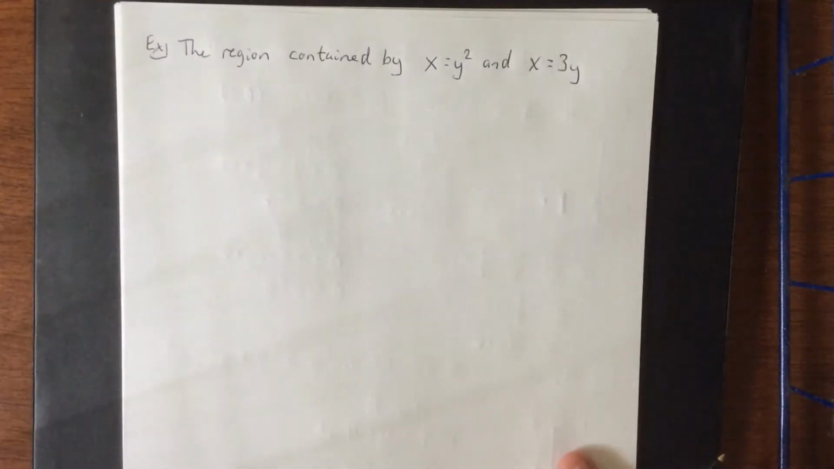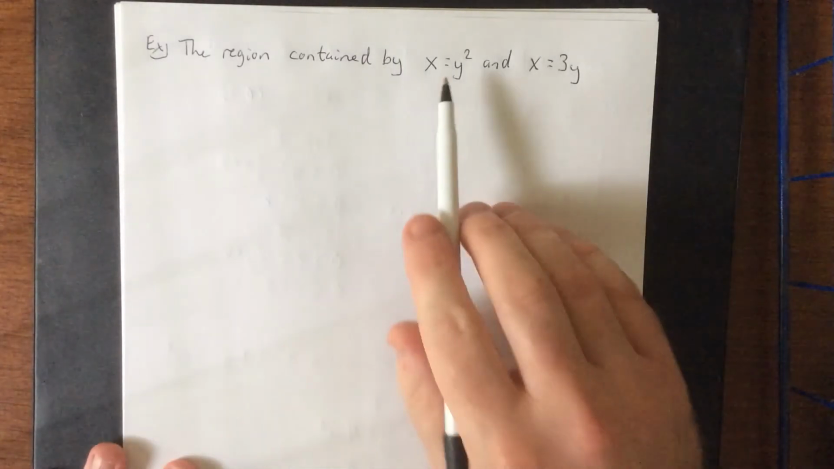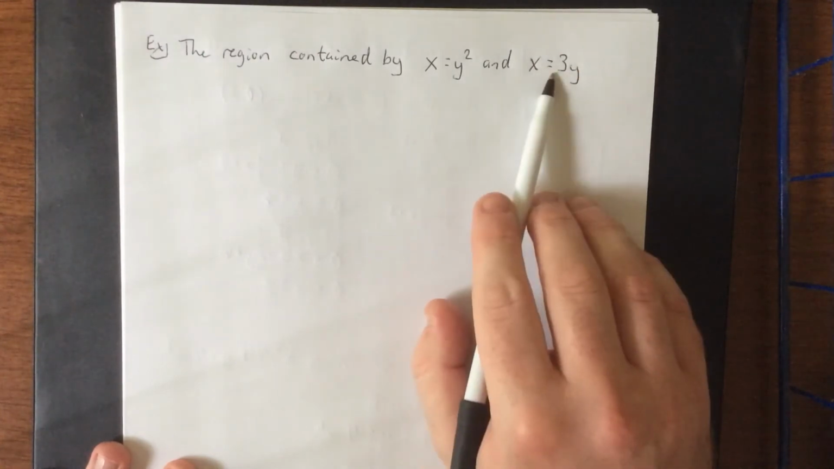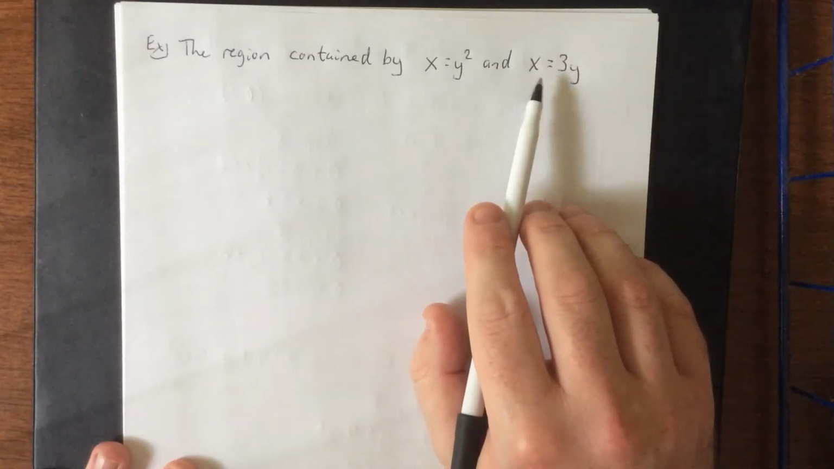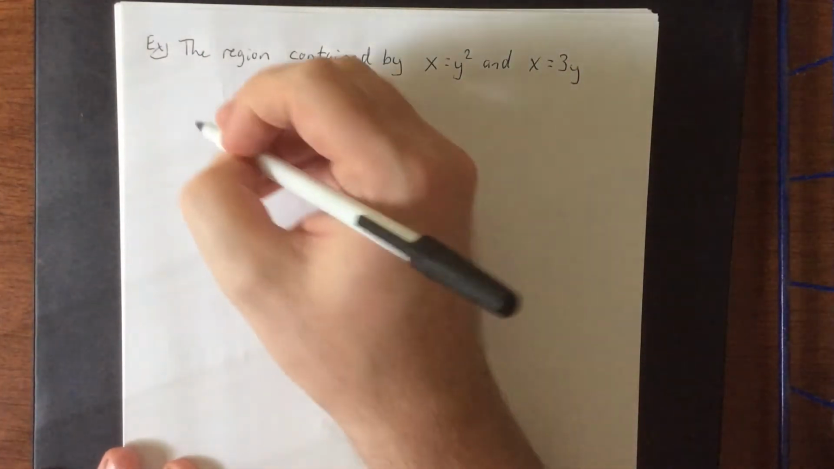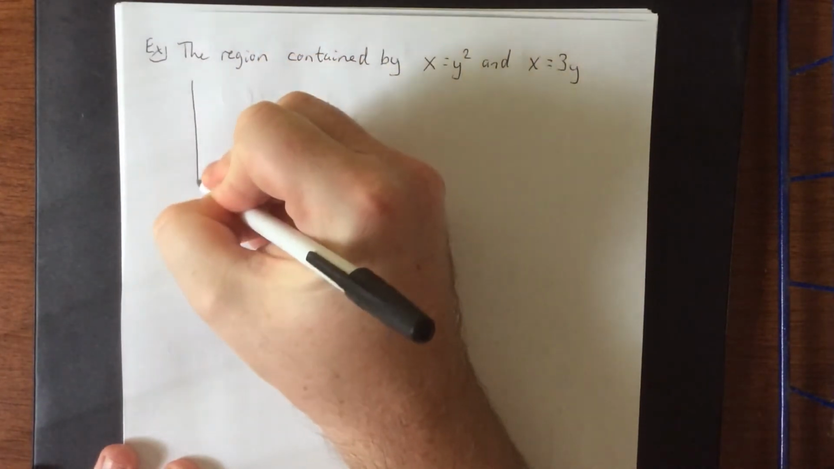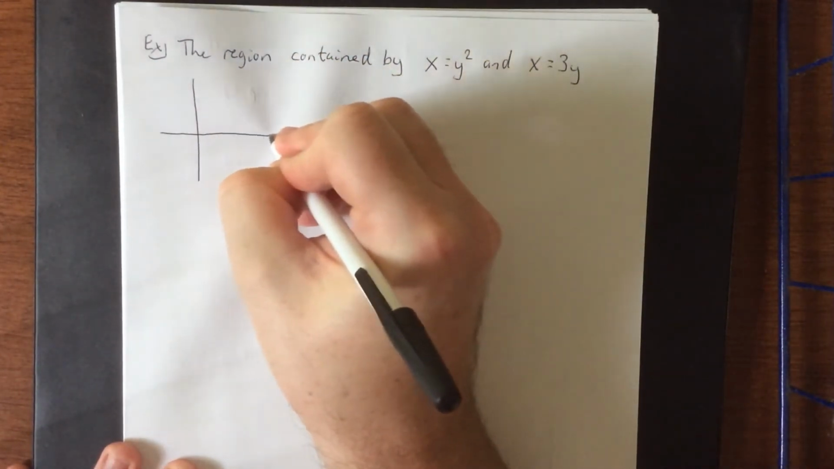The region that's contained by x equals y squared and x equals 3y. You'll notice that both of these are in the form x equals, and so you might find it advantageous to express this as a type 2 region. Regardless, I'd like to start by actually graphing this thing.